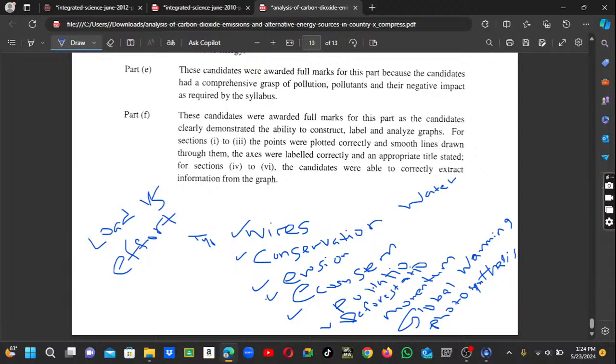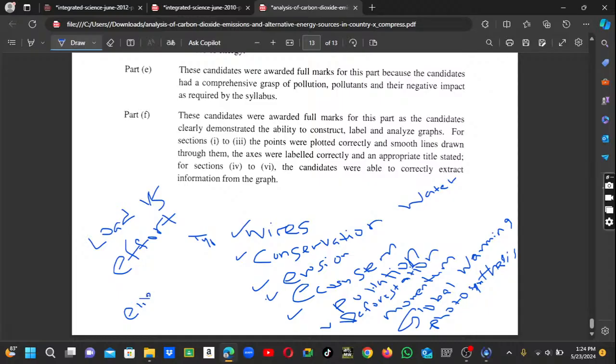So load versus effort, guys, wires. You're talking about the different types of wire, like ground wires, the earth wire, and all of those. We need to know about conservation of water. We need to know about erosion, soil erosion. We need to know about the ecosystem, pollution, deforestation, momentum, global warming, photosynthesis. And the other one would be equilibrium, right?